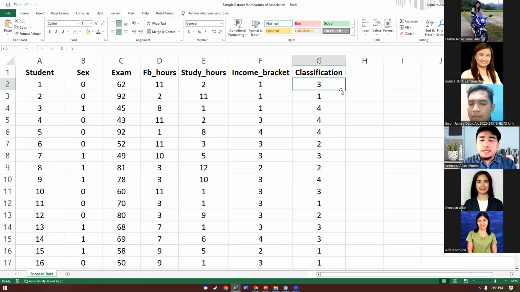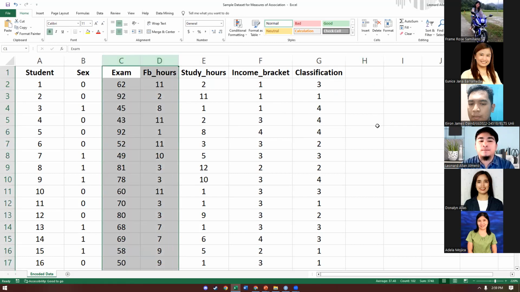Now, to demonstrate, para po makita ninyo kung paano ginagawa yung Pearson correlation coefficient sa Excel. Kasi sa Excel, merong Pearson. Para in case lang kailanganin ninyo. I will not dwell with yung mga syntax, kasi ang goal ko dito is to demonstrate to you and to show you how to interpret yung Pearson natin. Dahil dalawang ratio yung kailangan ko, itatry ko po muna ay itong dalawa. Okay? Exam and FB hours.